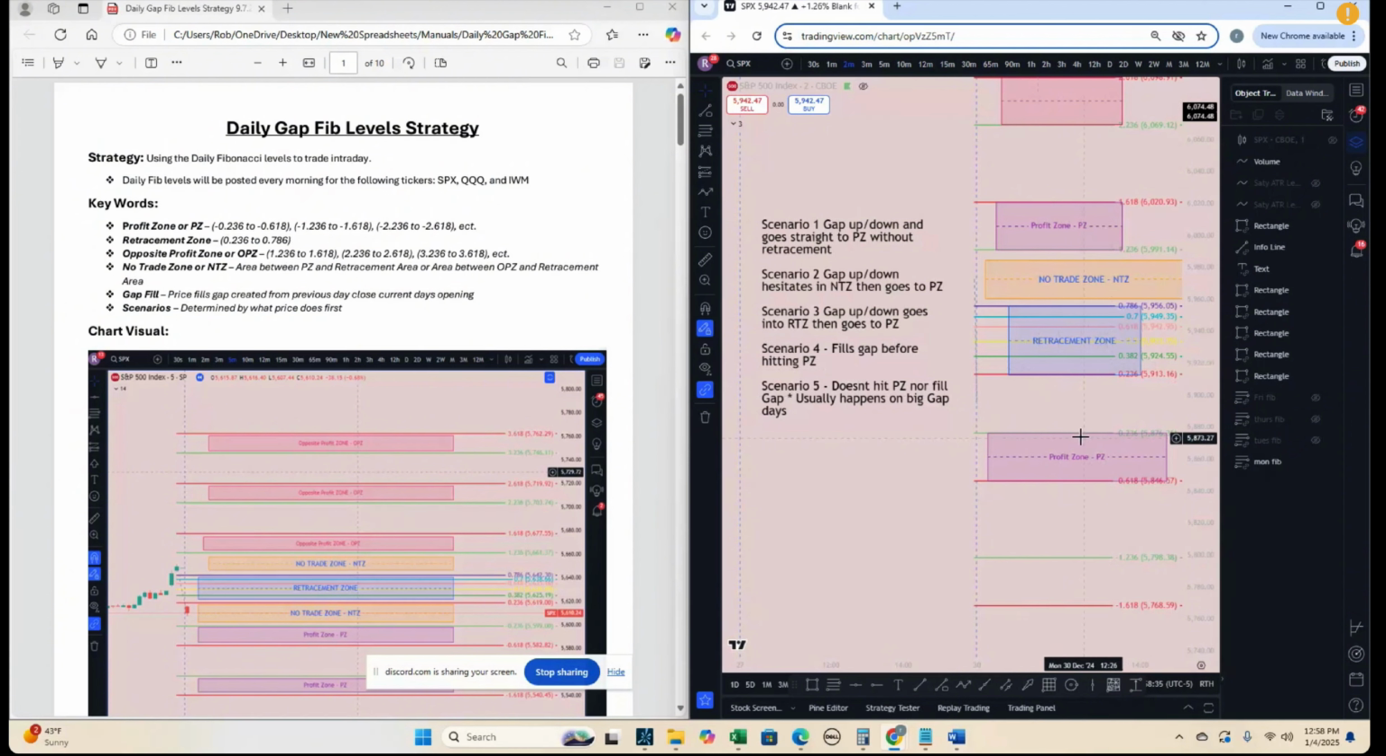Scenario two, we hesitate and it's retracement zone, no trade zone. Now I call it no trade zone. It does not mean that you cannot trade there, but you have to understand that if you trade there, your distances between your levels are further.